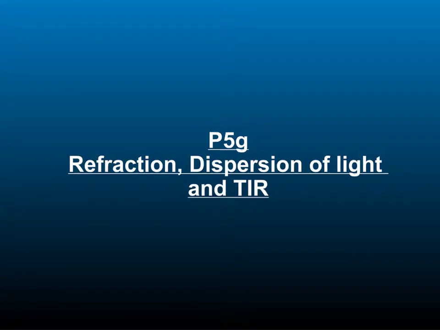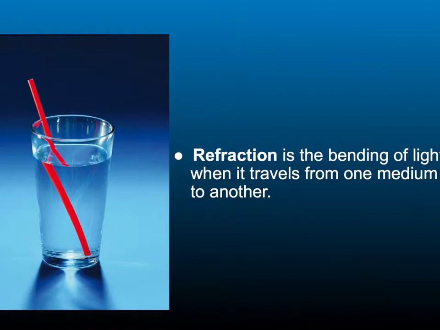This is a revision video for P5g: Refraction, dispersion of light, and total internal reflection. Refraction is the bending of light when it travels from one medium to another. This is due to the change in the speed due to the density of the material. Sometimes it can cause some unusual optical effects.